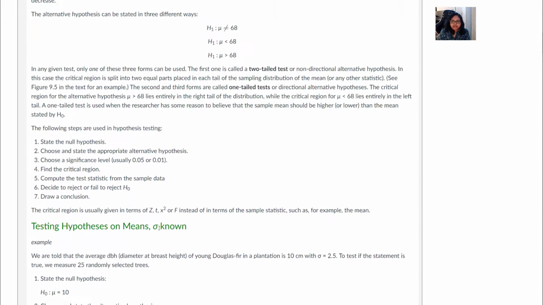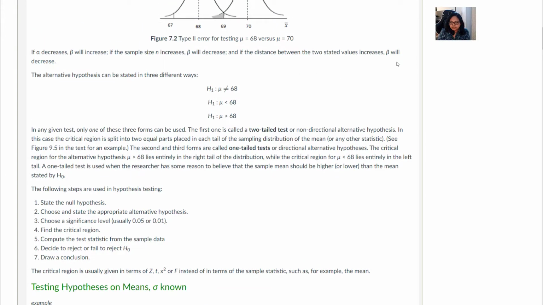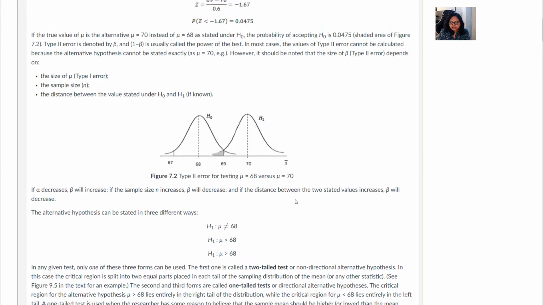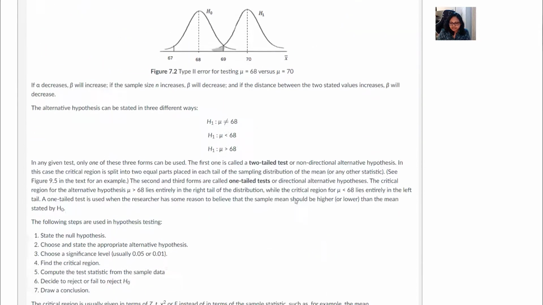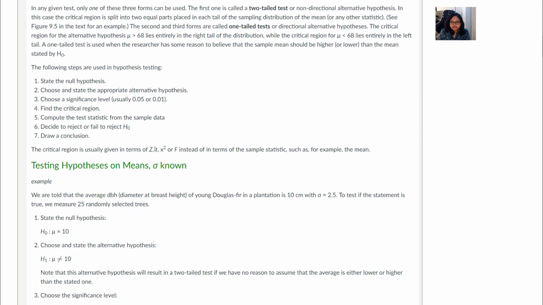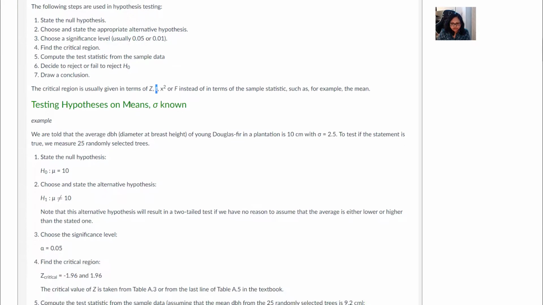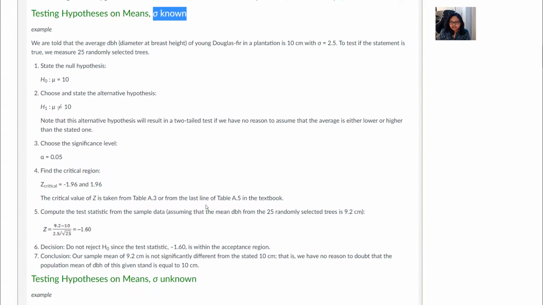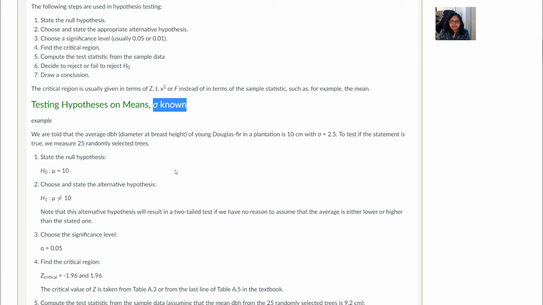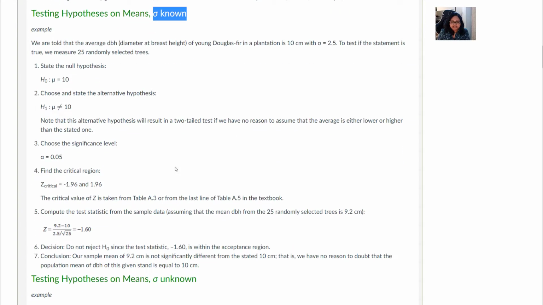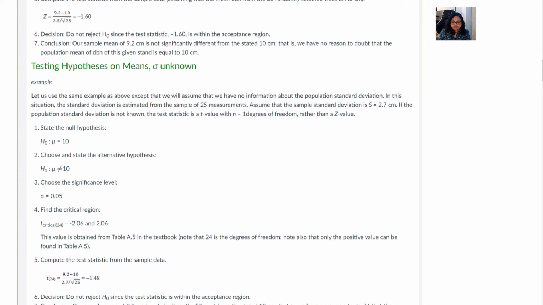And then we saw that whenever we know the population standard deviation, then we can use the z distribution, the z table. And whenever we don't know the population standard deviation and the sample size is small, then we have to go directly for the t-test and use the t statistical table.